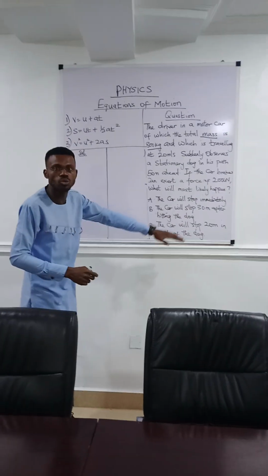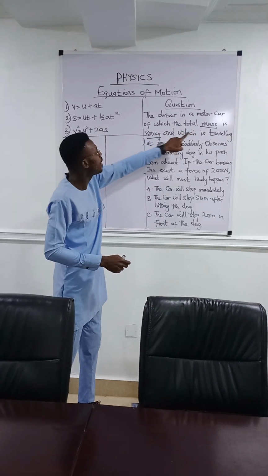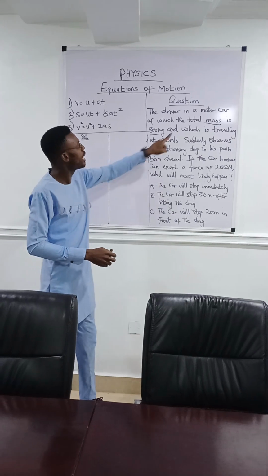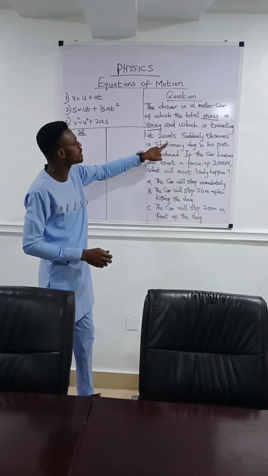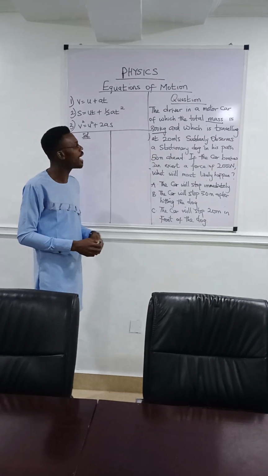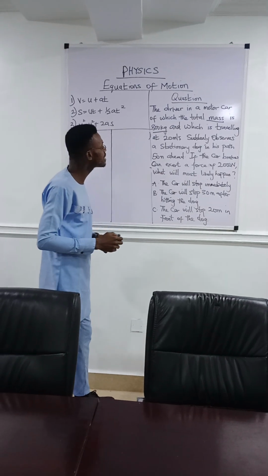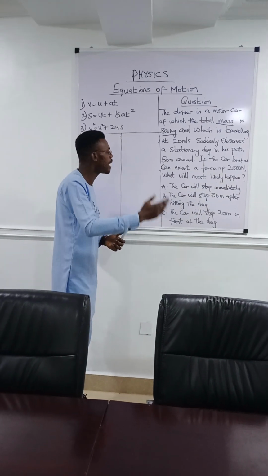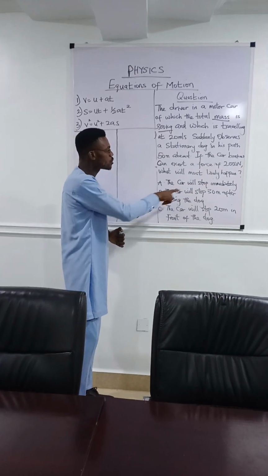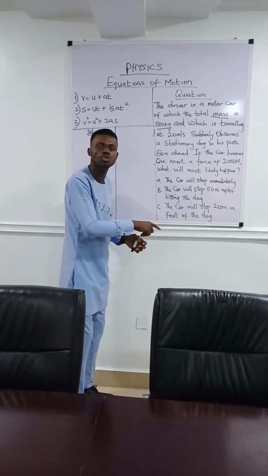Now, we have a question I'm going to solve very quickly. Let's read it together. The driver in a motor car of which the total mass is 800 kilogram, and which is traveling at 20 meters per second, suddenly observes a stationary dog in his path 50 meters ahead. If the car brakes can exert a force of 2,000 Newton, what will most likely happen? Option A says the car will stop immediately. Option B says the car will stop 30 meters after hitting the dog. Option C says the car will stop 20 meters in front of the dog.